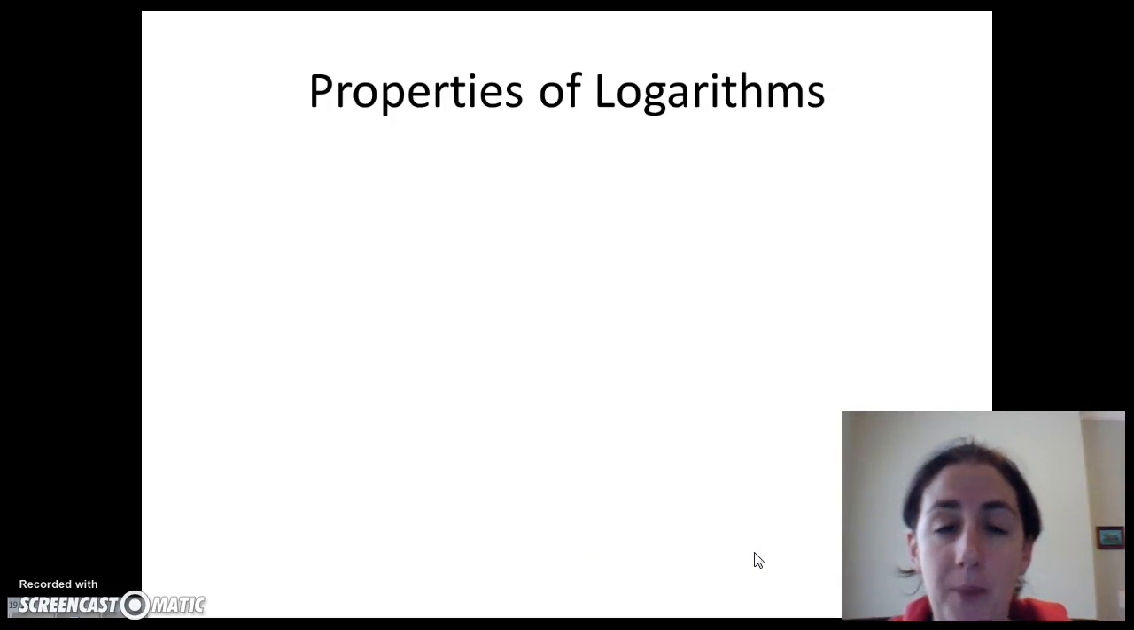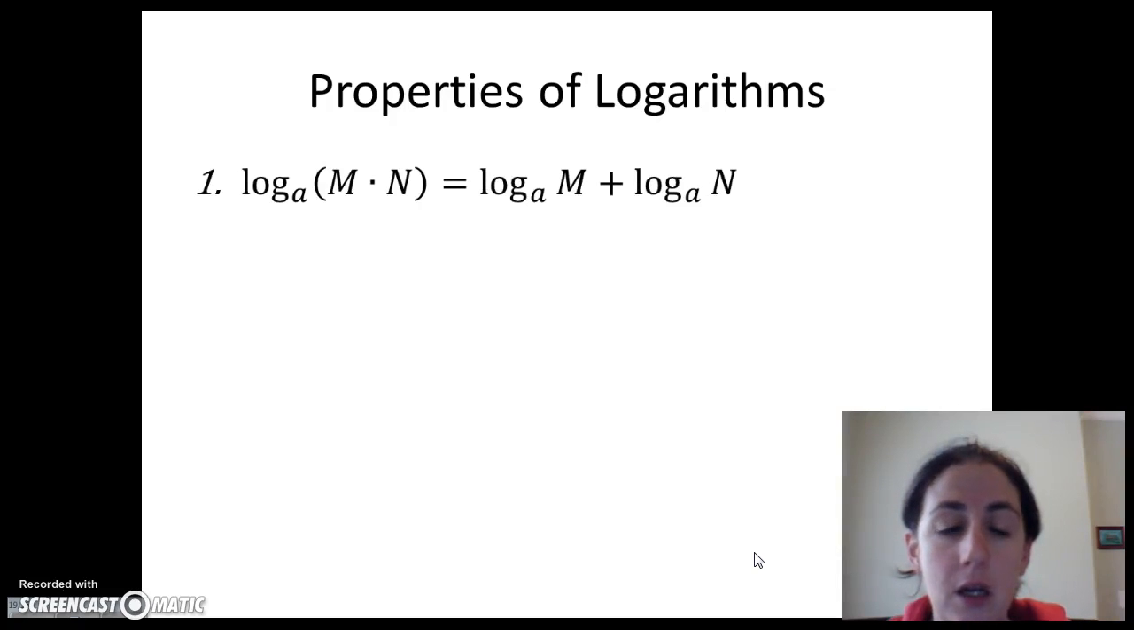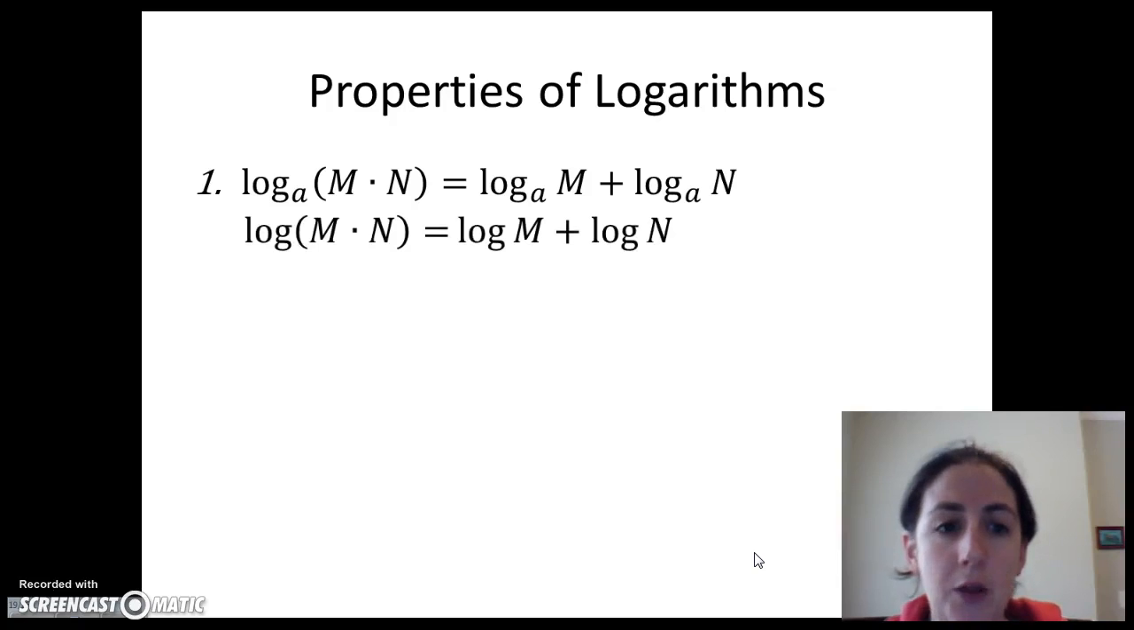Now here are some other properties of logarithms that are very, very important when you get into calculus. The first one is that if you're taking the logarithm, log base a, of two things being multiplied, you can break it up into two separate logarithms, the logarithm of the first plus the logarithm of the second. And since our other two special logarithms are written differently, I wrote the property out for those. The common log, log of m times n, would be log of m plus log of n.